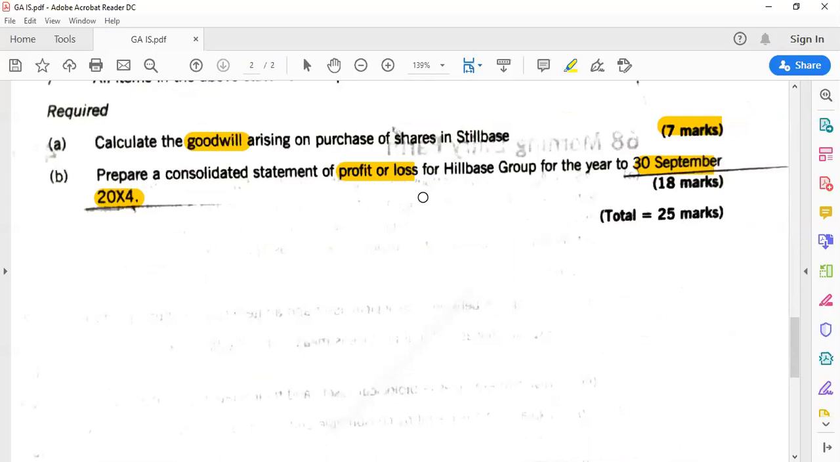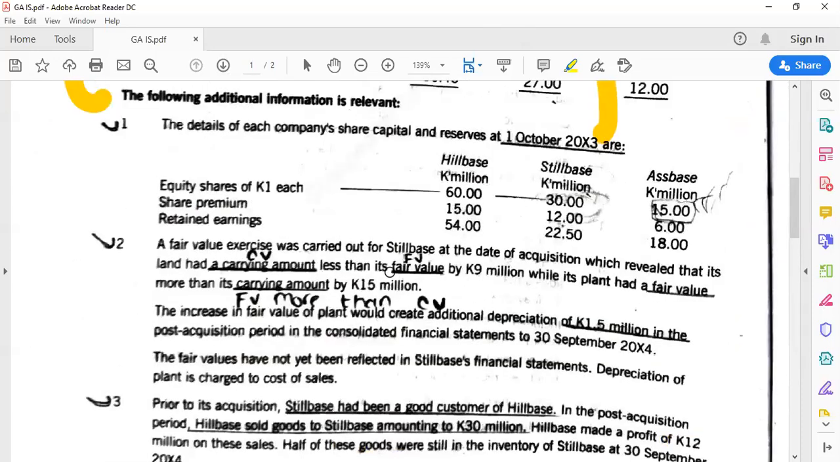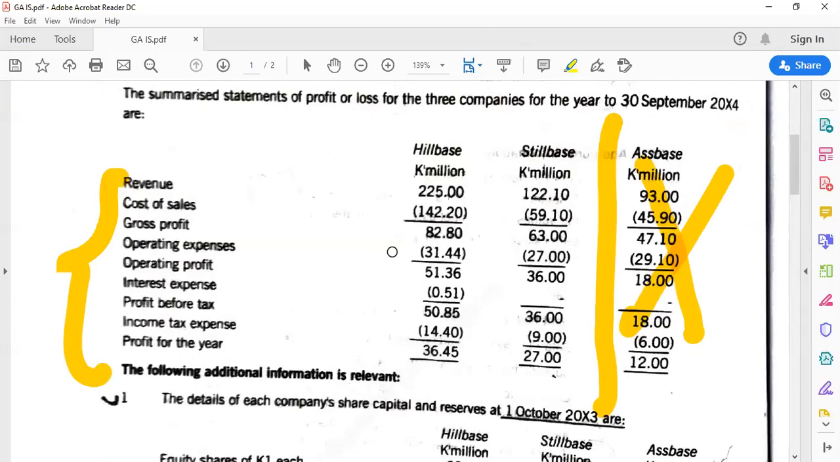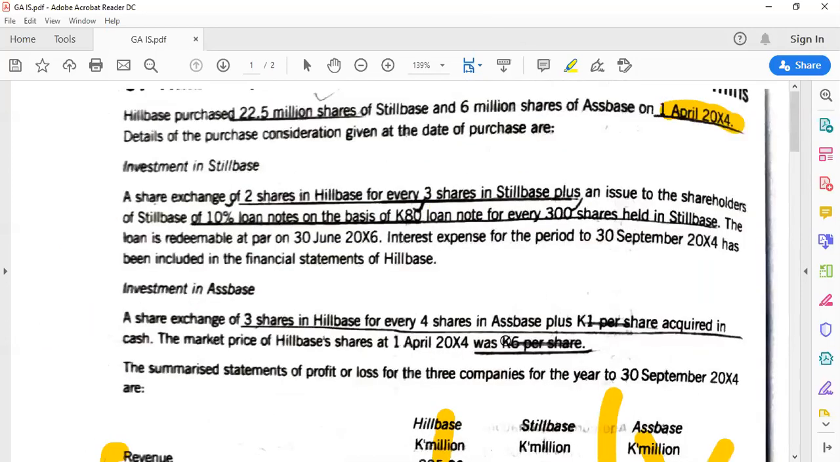So from April 1 to September 30th, how many months are we talking about? 6 months, you see? So now this means that you are going to copy and paste. For the parent, you copy everything in full, the way it is.